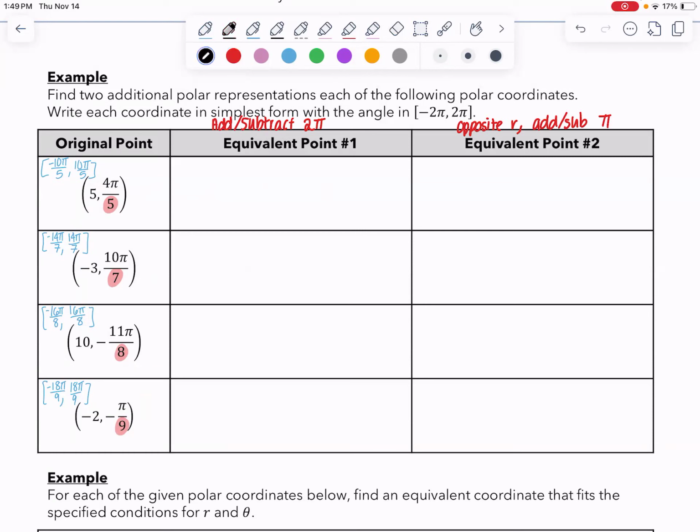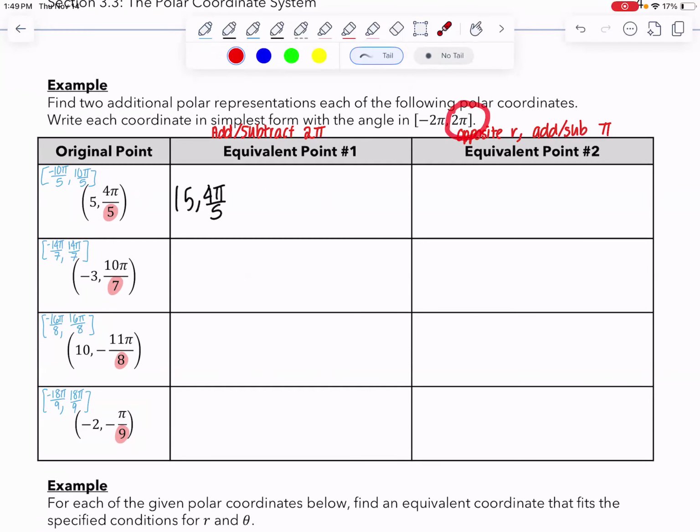All right, so we have the point 5 comma 4 pi over 5. If I were to add 2 pi right now, that's going to immediately take me out of my range, right? I'm starting with a positive number. If I then add 2 pi to this positive number, it will certainly be bigger than 2 pi. So when you're doing this adding or subtracting 2 pi thing, and this is the range you're looking at, if you have a positive angle to begin with, you have to subtract. Otherwise, you're going to end up outside of the range. With negative angles, you'll have to add. With positive angles, you'll have to subtract.